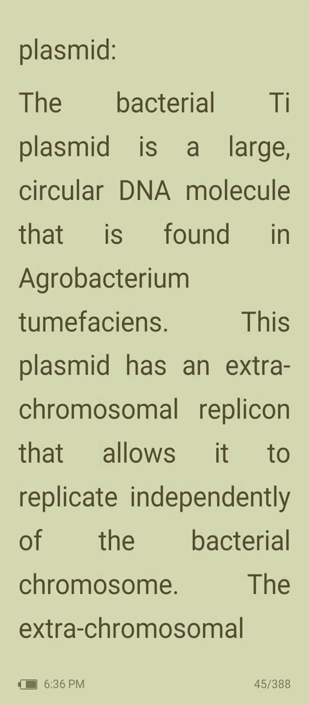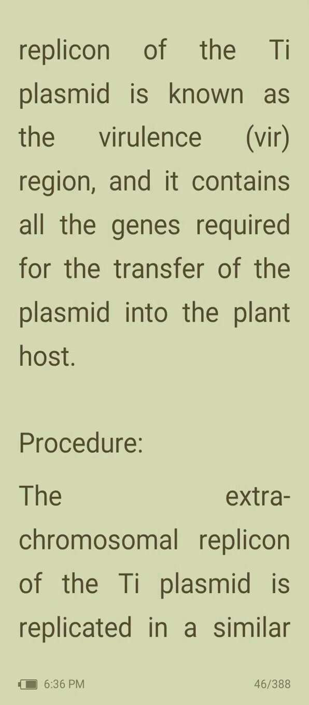The bacterial Ti plasmid is a large circular DNA molecule that is found in Agrobacterium tumefaciens. This plasmid has an extrachromosomal replicon that allows it to replicate independently of the bacterial chromosome. The extrachromosomal replicon of the Ti plasmid is known as the virulence region, and it contains all the genes required for the transfer of the plasmid into the plant host.